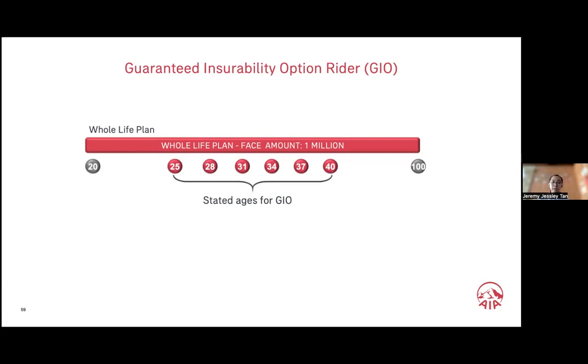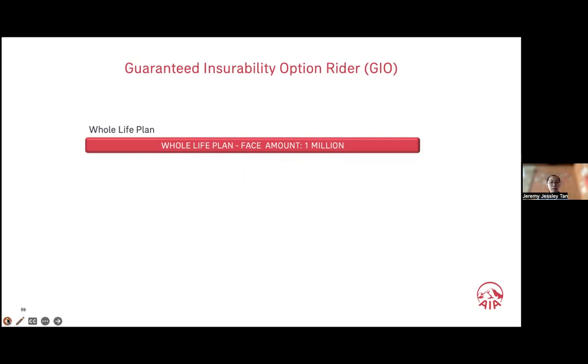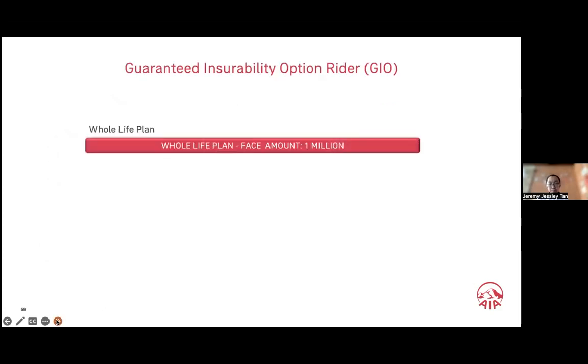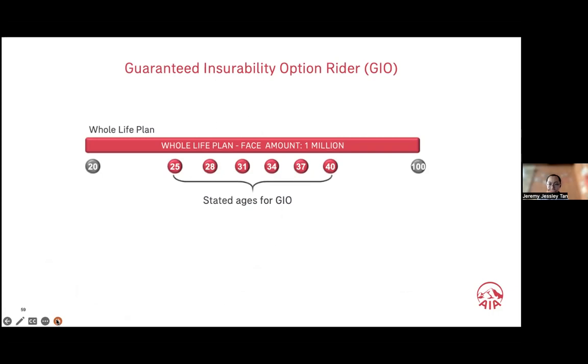The catch here is that you have to get a policy of the same kind. Right? It says here: additional insurance or policy of the same kind. Okay, so it can't be a different product. So is that clear? Clear?